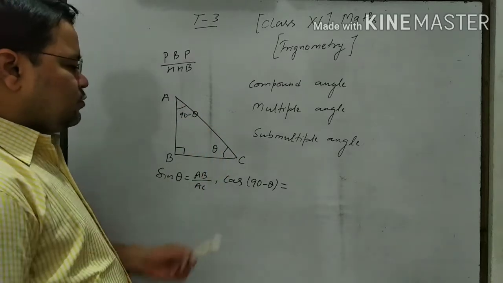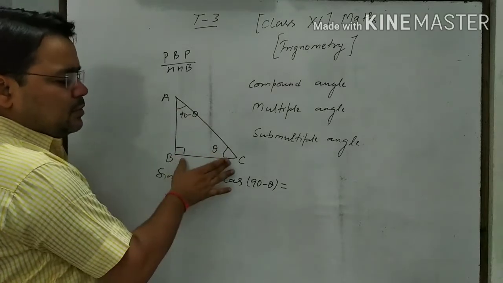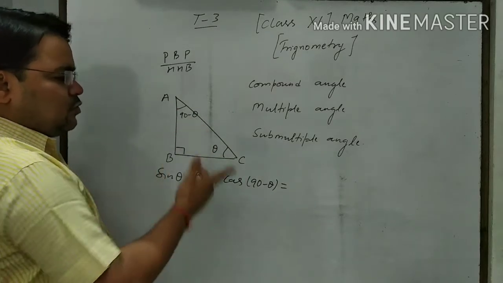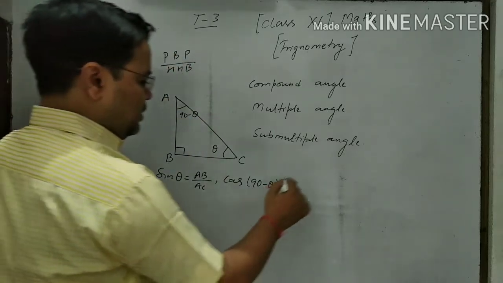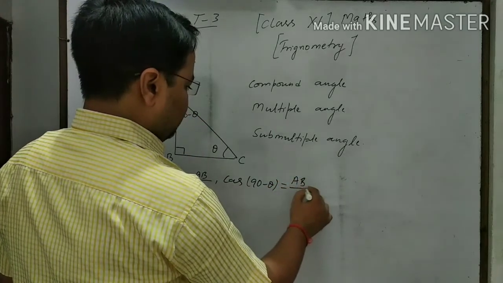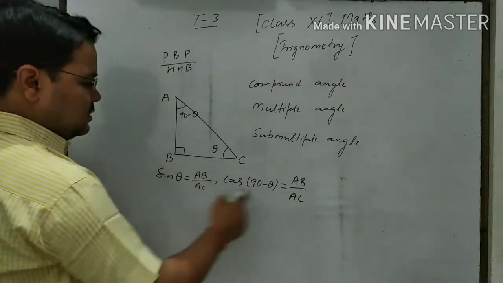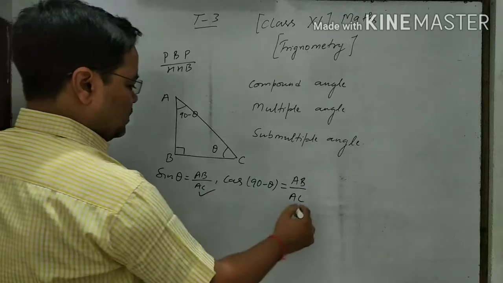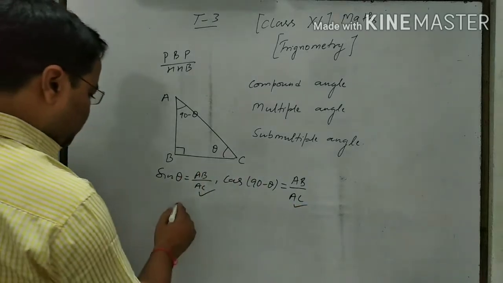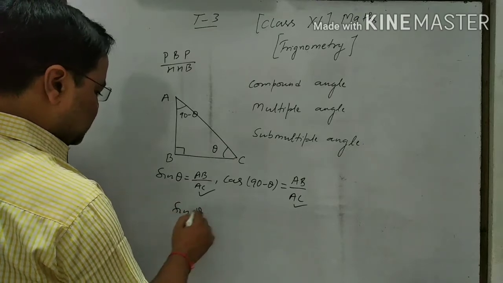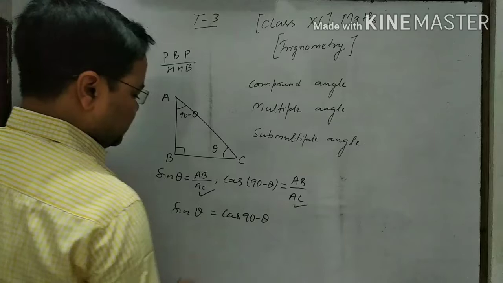And cos theta is what? Cos theta is equal to base upon hypotenuse. So base will be AB and hypotenuse will be the same AC. So here from this and this we see that the right hand side of both is the same. So we can write here sin theta is equal to cos 90 minus theta.